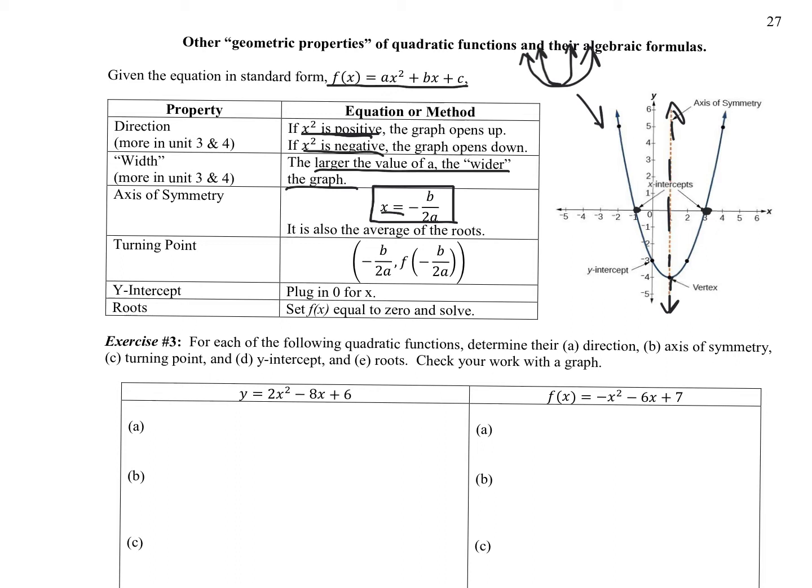It's an x equals line because as long as we have y equals x squared, it's always a vertical line. The turning point, which is also known as the vertex, that is on the axis of symmetry. So the x value is the axis of symmetry value, and then this just means plug it into the function and get the y value that goes with it. The y-intercept, as we've done many times before, means plug in 0 for x, and the roots or x-intercepts or zeros, we set the function equal to 0 and solve. So we're going to look at two examples with this and just go through those properties.